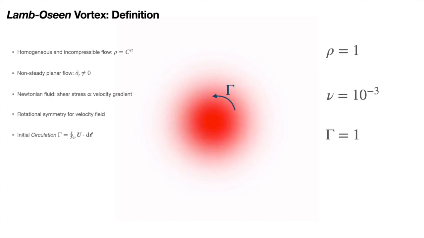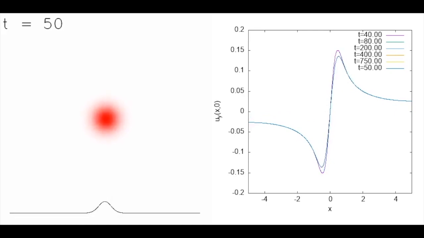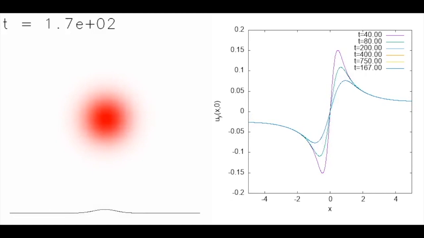The Lamb-Oseen vortex is an incompressible, non-steady Newtonian flow with a rotational symmetry for the velocity field and an initial circulation. Navier-Stokes equations are numerically solved with the physical parameters and boundary conditions listed, and initialized with an almost Dirac vorticity profile. As can be seen, the vortex diffuses over time into the domain due to viscosity, with a clear decrease in vorticity represented by the black profile and the vertical component of velocity on the right-hand side.